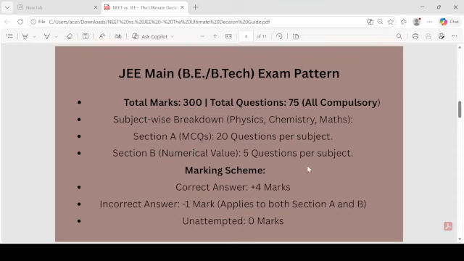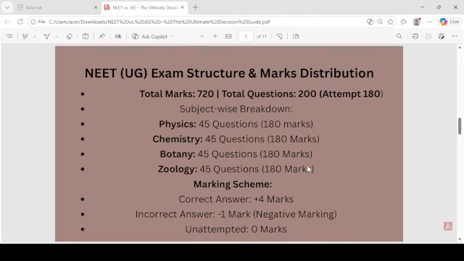The marking scheme is that if your answer is correct, you get plus 4 marks, and if your answer is incorrect, there is negative marking of minus 1 mark. This applies for both section A and section B. If you leave any question unattempted, no marks will be deducted from your exam.